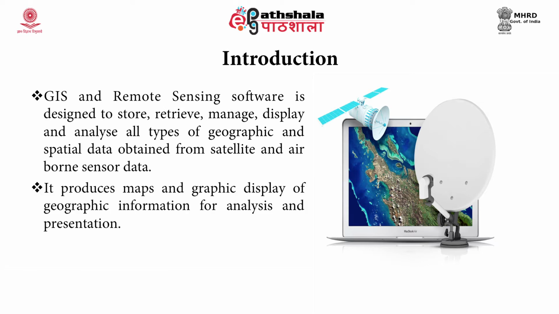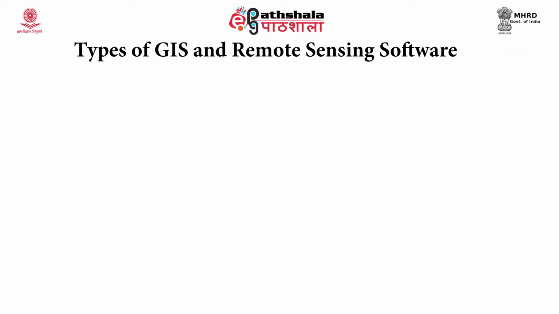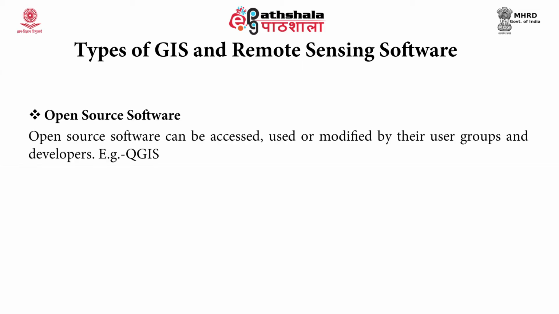We have already studied about the aerial photography that helps us in acquiring airborne sensor data. It produces maps and graphic display of geographic information for analysis and presentation. Now coming to what are the types of these GIS and remote sensing softwares. Basically there are two broad categories for software, open source and commercial software. Open source software can be accessed, used or modified by their user groups and developers. An example of this is Quantum GIS.